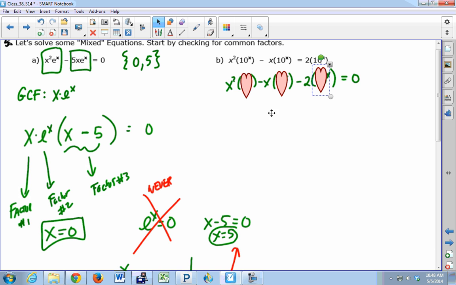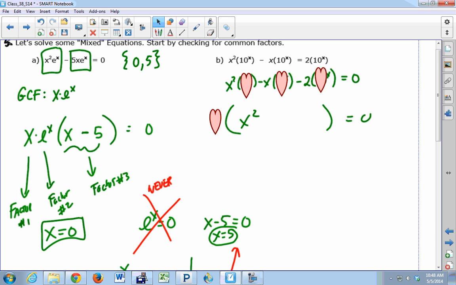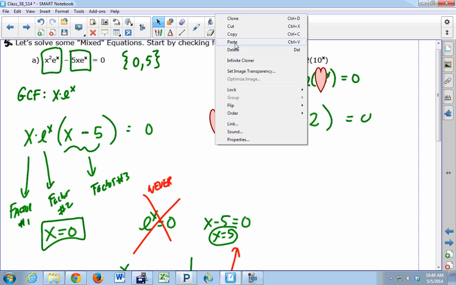So pull the love out front. Pull the love out front. And what do you have left when you pull the love out front? What's left? Okay. And this is a second degree trinomial. X squared minus x minus 2. Trinomial means 3 terms. It's second degree. So how do we factor that? How do we factor that?